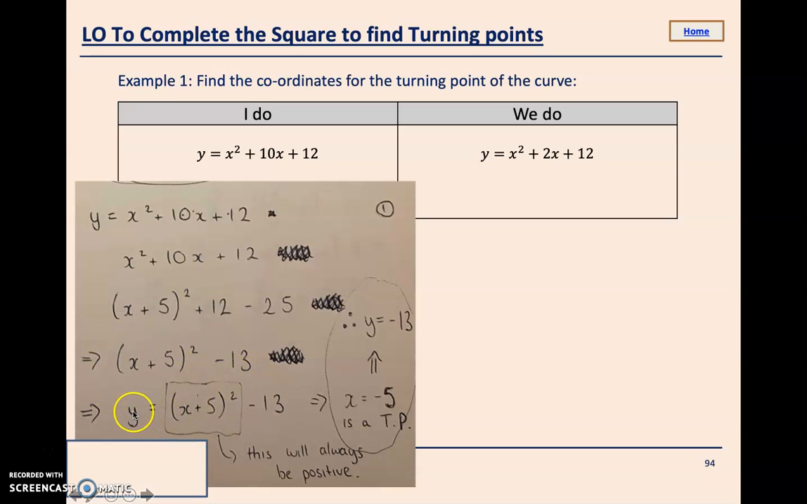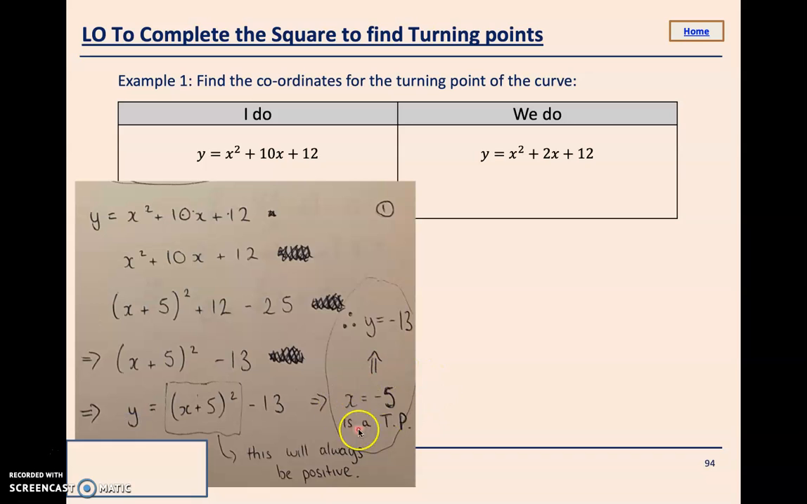And what we can do now is we can say, okay, so where will this curve be at its minimum? So this here, whenever you square any number, positive or negative, it will be greater than or equal to 0. So this curve here will be at its lowest on the y-axis when this here is equal to 0, because that is the smallest that this can be. So we need to set this equal to 0, so x plus 5 equal to 0. So for this bracket to be equal to 0, x must be equal to negative 5. We know that. So then we know the x value of our turning point.